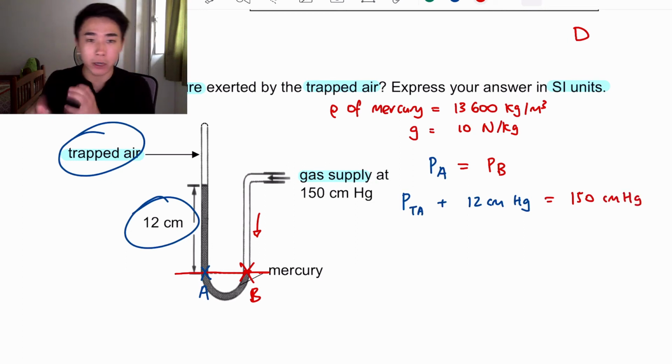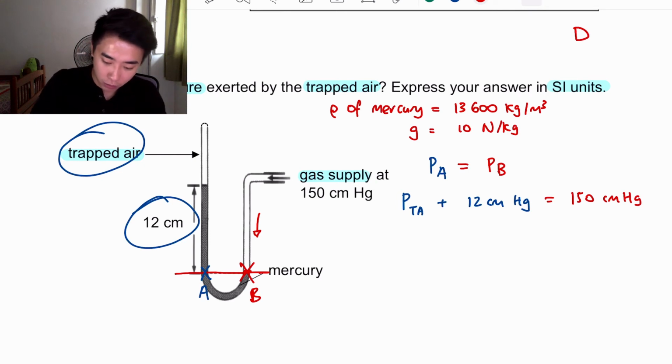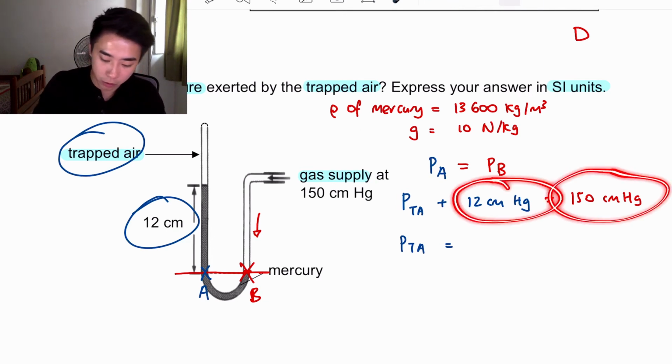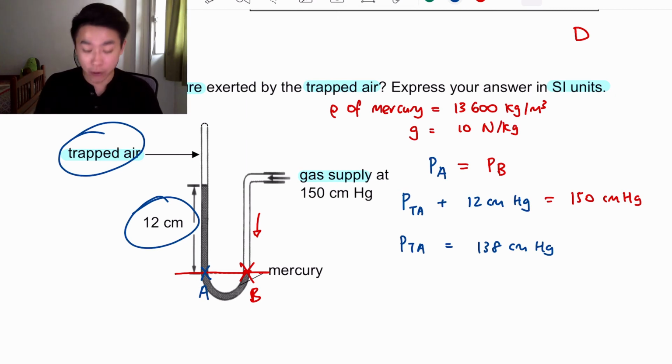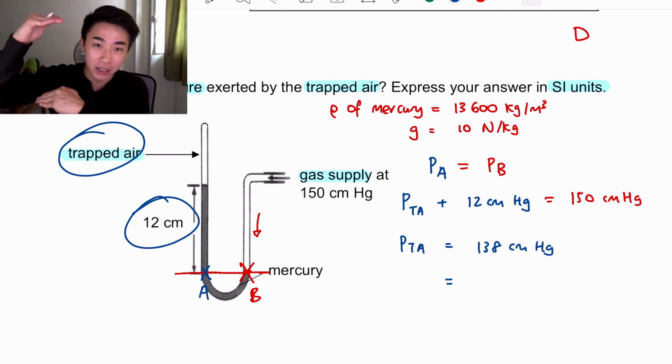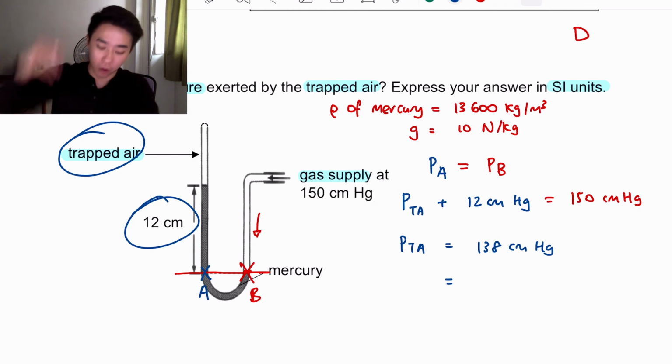Right now, you must be comfortable in dealing with cmHg, and you can in fact simplify it before you convert it to SI units. So if they want the pressure of trapped air, it would just be PTA equals 150 cm of mercury minus 12 cm of mercury, which will give me 138 cm of mercury. Okay, and here we want to convert 138 cm of mercury into pascals. So again, we ask ourselves, what does 138 cm of mercury mean? Well, it means the pressure that is equivalent to having 138 cm of mercury above that point.